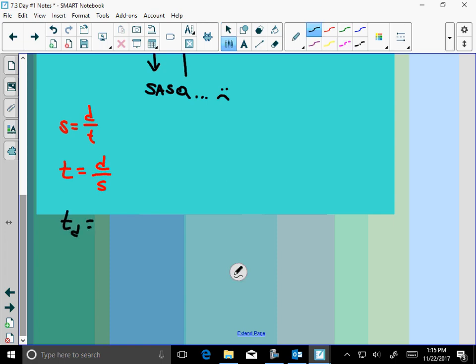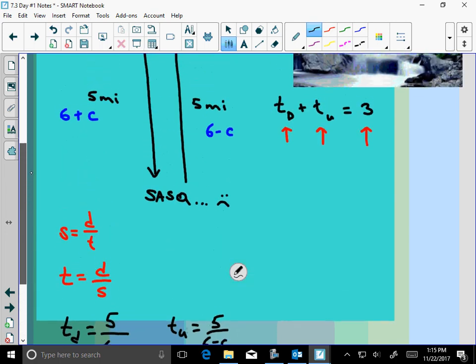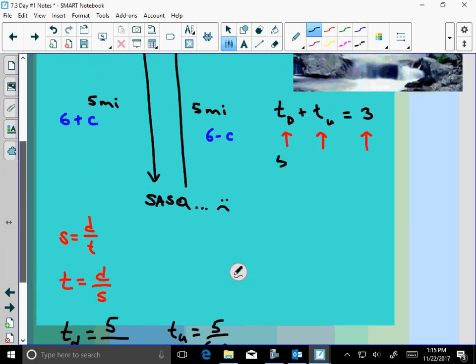So let's come up with a time downstream and a time upstream. The time for going downstream would be distance, which is 5, over speed, which is 6 plus C. Time upstream is just a tiny bit different: same distance of 5, but now the speed is 6 minus C. Now we can do some work. Time downstream is 5 over 6 plus C. Time upstream is 5 over 6 minus C, and total time would be 3.